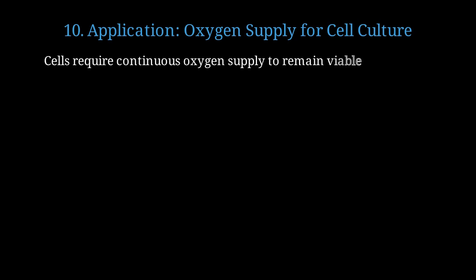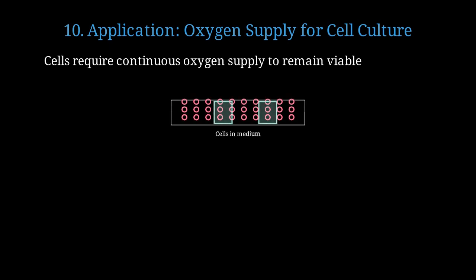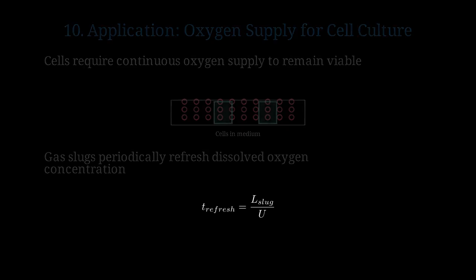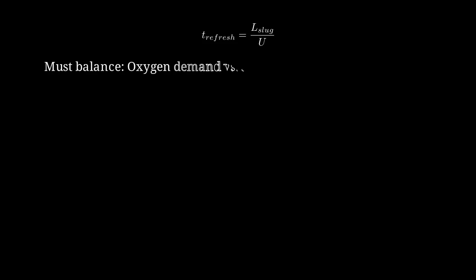Living cells have a continuous metabolic demand for oxygen, and insufficient supply leads to hypoxia and cell death. Cells suspended in culture medium flow through the channel, with periodic gas bubbles providing fresh oxygen by diffusion. Periodic gas slugs act as mobile oxygen reservoirs, continuously replenishing dissolved oxygen consumed by cellular metabolism. The refresh time between oxygen pulses equals the slug length divided by the flow velocity. System design must balance cellular oxygen consumption rate against the frequency of gas slug arrival to prevent oxygen depletion.